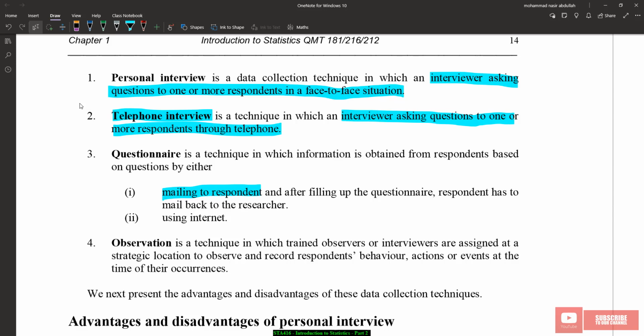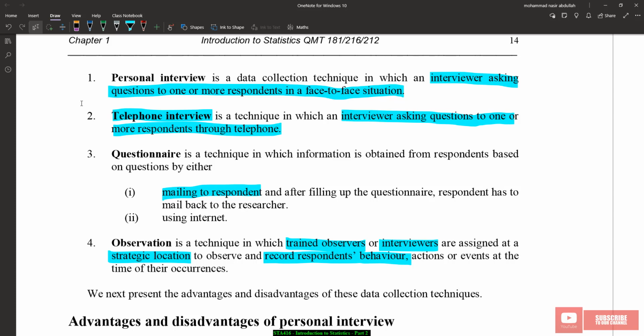Observation is a technique in which a trained observer or interviewer is assigned at a strategic location to observe and record respondent behavior, action, and events at the time of occurrence. This is used a lot in the lab, where we observe the mice, observe the plants, observe some disease mutation and so on. And there is also observation in social science, where we look at the behavior of an ethnic group. We join the group as an observation.